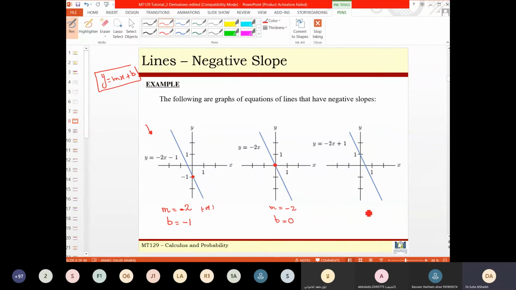Check this one. What's my m? Again, it's the same, -2. And what's my y-intercept? Where am I cutting the y? At 1. Yeah. So notice the slopes here are all the same. What's different is where we cut the y. One time we cut it at -1, one time at 0, one time at 1. Okay, I want this to go up.